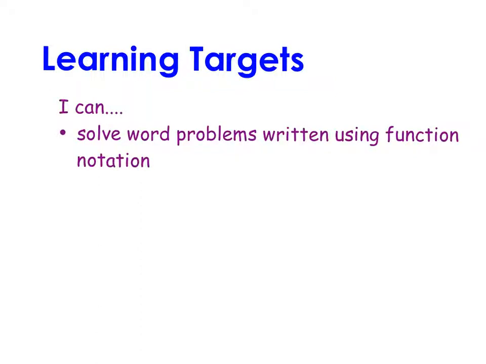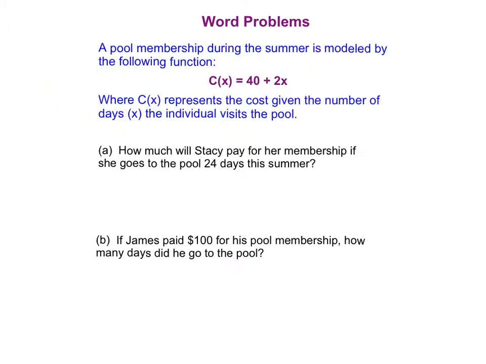So in this video, we're going to solve word problems that are written using function form. So let's read through this first example here. It says, a pool membership during the summer is modeled by the following function. So notice that I have c of x, which is function notation, and I have an x value over here in my equation. So just take that in a little bit.